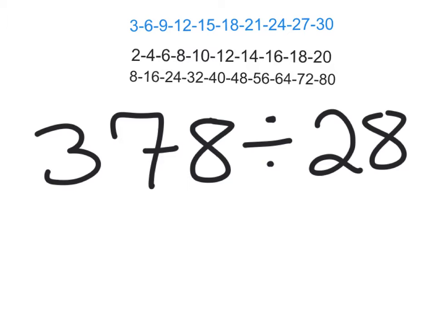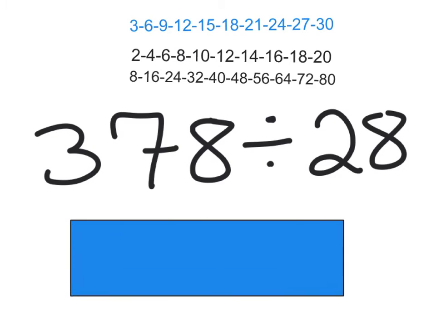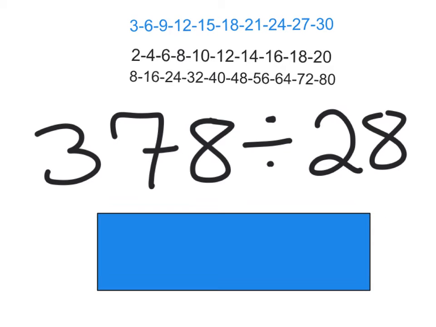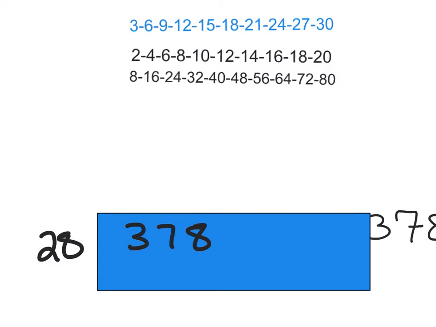So the very first thing I want to do is go ahead and create my first area box, and I am going to put the 378 right inside the box and the 28 out here on the outside of the box. Next, I'm going to shrink this and move it out of the way so I have a little more room. And I'm looking at how many times 28 can go into 378.